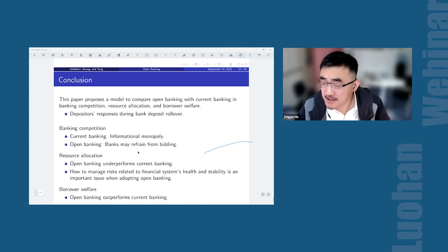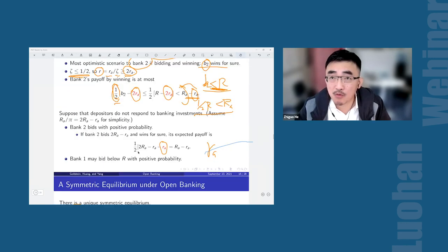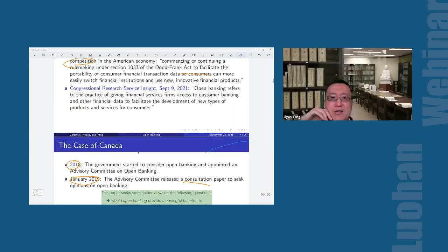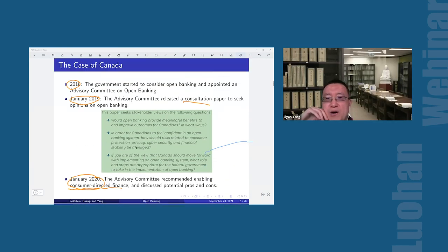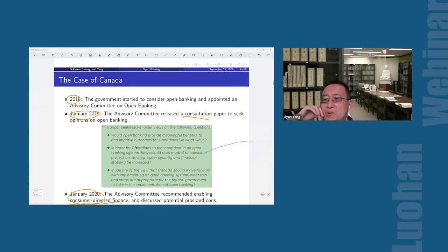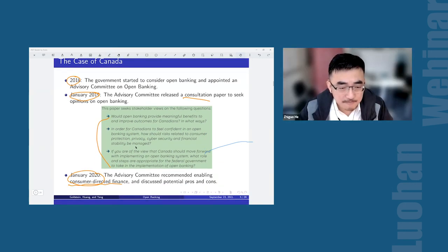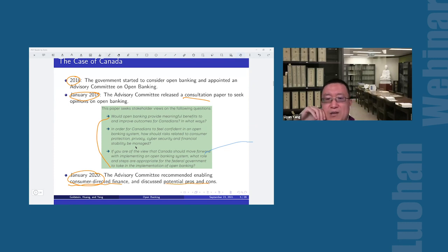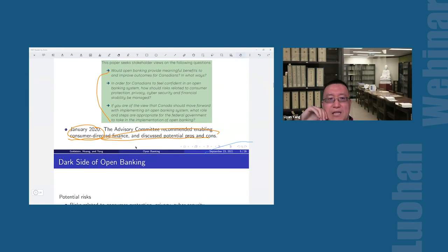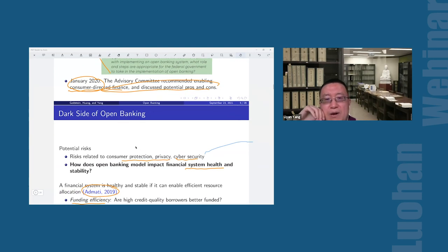Now, in the Canada report or whatever, I'm very interested in knowing what would be the funding side in their vision. They released a report in 2019 and asked people to comment on that. They asked three basic questions. Okay. Yeah. Good, thank you. And then they have a summary, a long one of about 50 pages. They mentioned in 2020 privacy, consumer protection, cybersecurity, and also financial stability. This is the main concern.